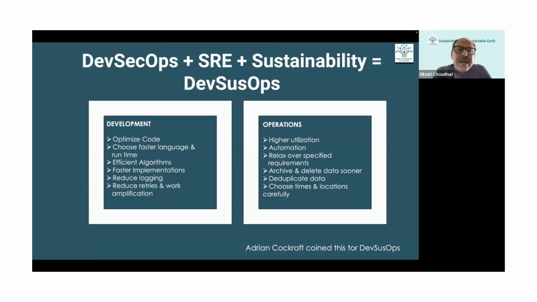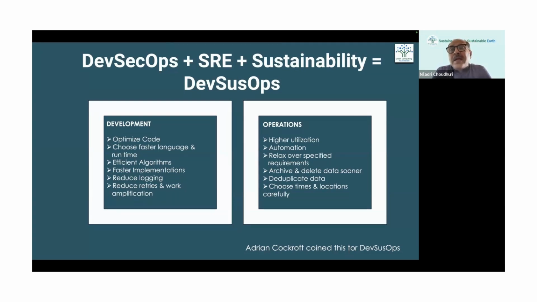So from the development side, we have to look at optimizing code, choosing faster language and runtime, not just low code, no code kind of things. The objective was different, to have more people to be able to develop because there is scarcity of development resources. But it doesn't reduce our carbon footprint. There's a lot of carbon footprint created because there's a lot of processing that happens till it goes to the base level. So we have to choose the right kind of tools.